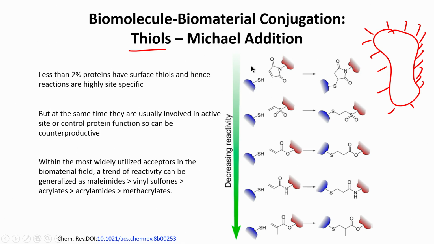And then of course, it has different rates of reactivity. So, thiol maleimide is a faster reaction than, say, the thiol methacrylates. So, these are some things that you will have to consider when you do these reactions.